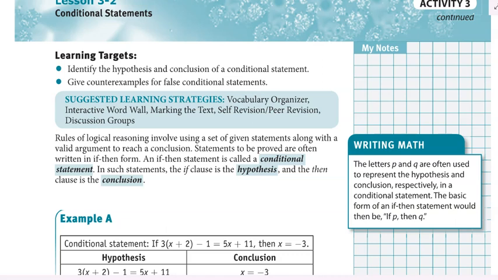So we have a couple of targets here. Identify a hypothesis and conclusion of a conditional statement. That's very important. Eventually, that's one of the test questions you'll definitely have for this week's quiz as well as the final. And know what a counterexample is for false conditional statements. So we have a couple of different targets here. First, we need to know what a conditional statement is and then the different parts of it so that we'll be able to identify the hypothesis and conclusion and how to tell whether they're true or false. That's validating, determining whether they're true or false.